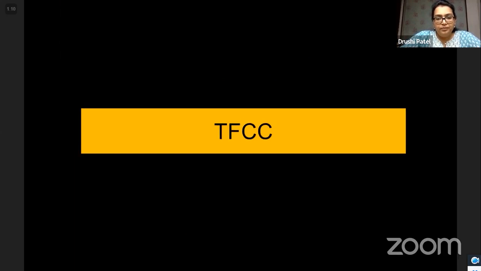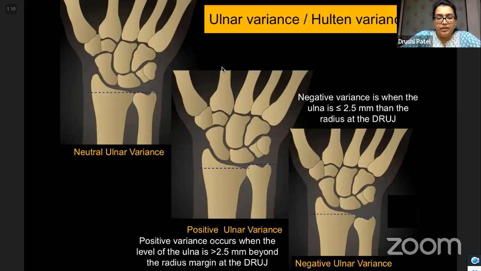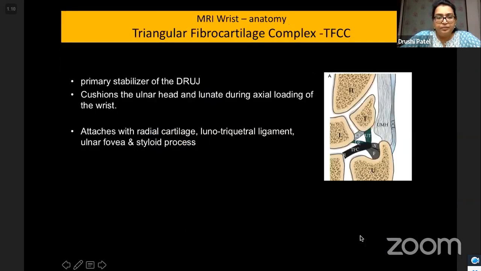Coming to TFCC. Before we start with TFCC, we need to know what is ulnar variance. Neutral is when the radial styloid and the ulna are at the same level. Positive ulnar variance is when the distal ulna projects beyond the level of the articular surface of the radius. And when it is below the level of the distal radius articular surface, that is known as negative ulnar variance. Now, TFCC is the primary stabilizer of the distal radio-ulnar joint. It cushions the ulnar head and the lunate during the axial loading of the wrist.